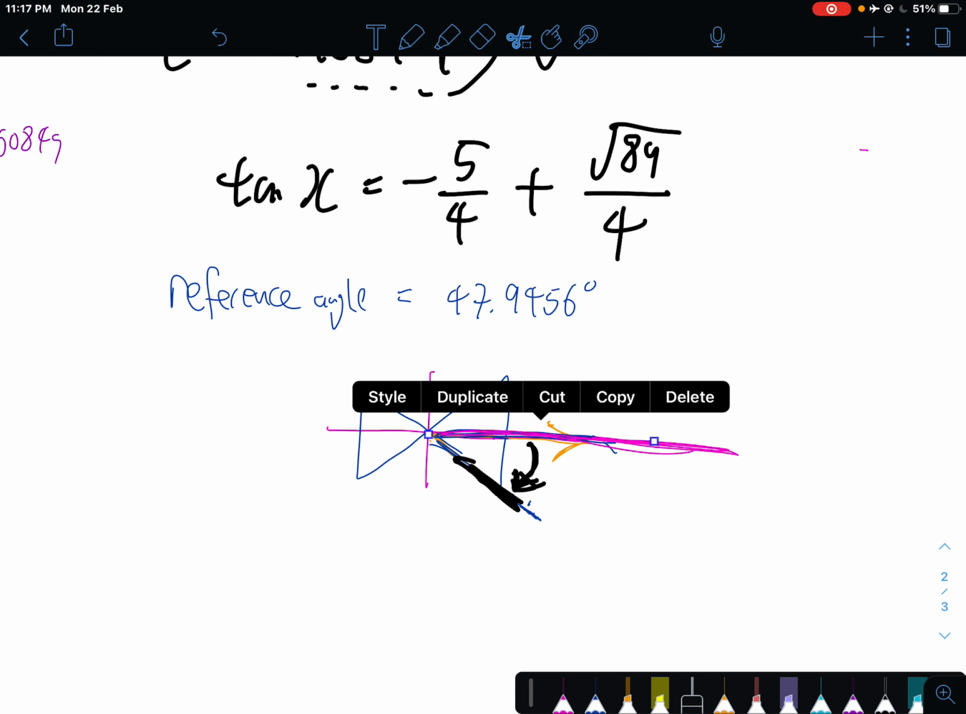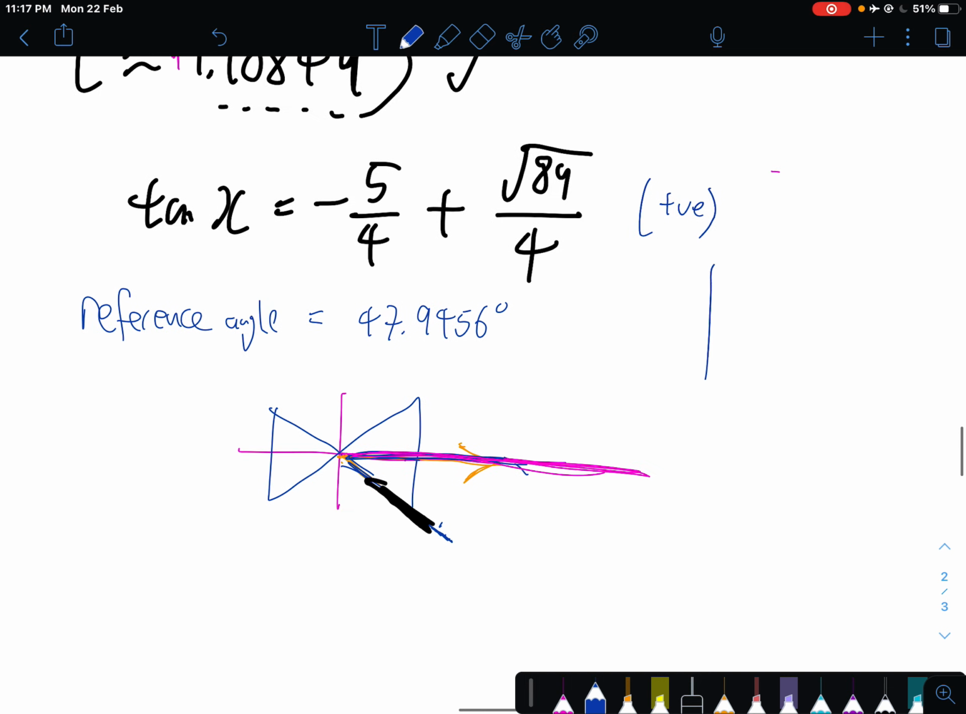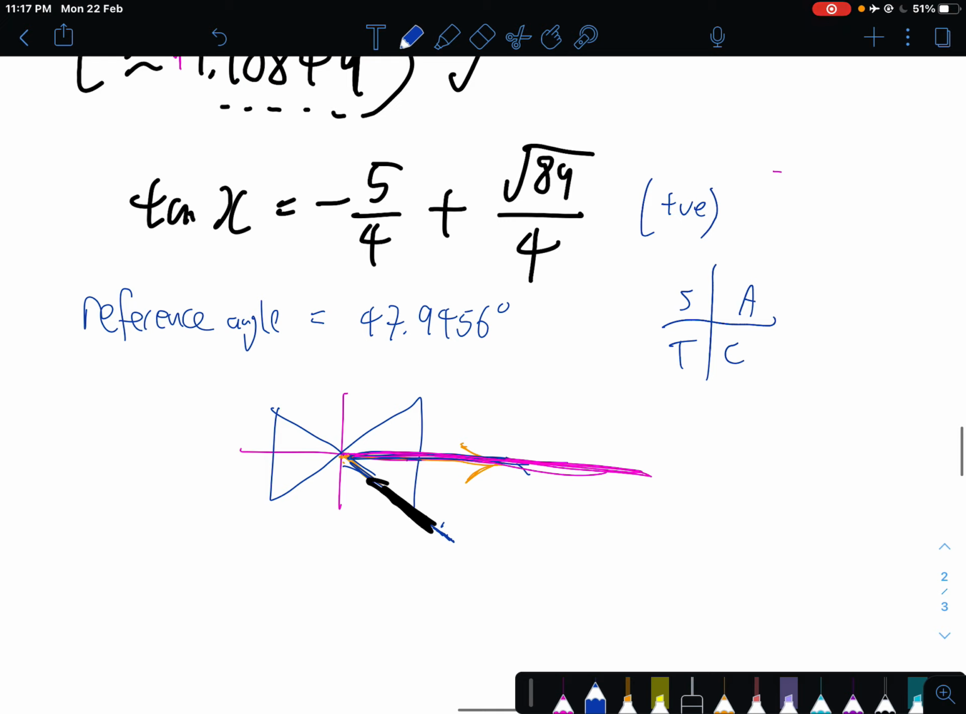What I want is to figure out what my angle x is. In this case, this is a positive value, right? So what would you expect if you use ASTC again, add sugar to coffee? Positive value means that the tangent of whatever angle x has to be in the quadrants that allow tangent to be positive. Straight away I should know it's quadrant 3 and quadrant 1. So quadrant 3 angle and quadrant 1 angle. For the quadrant 1 angle, don't need to think, it's just the angle itself. So x is equal to the reference angle, 47.9456.